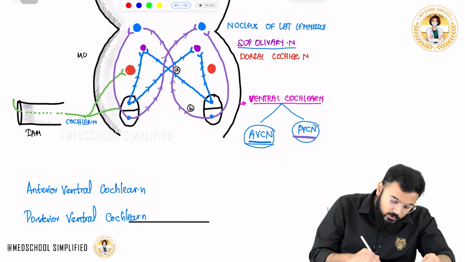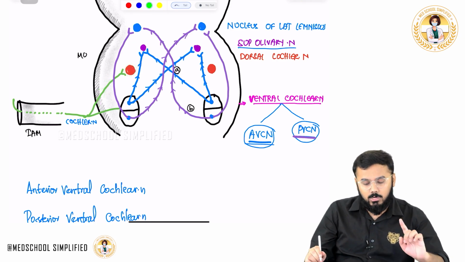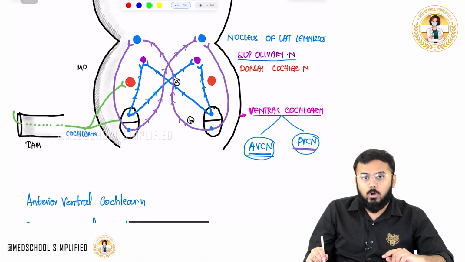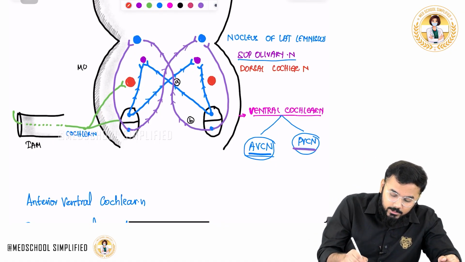Now look at the next fiber. The next fiber of this cochlear nerve is also activating this red color nucleus called the dorsal cochlear nucleus. So the dorsal cochlear nucleus should also give some branches. Let us see what branches it gives.